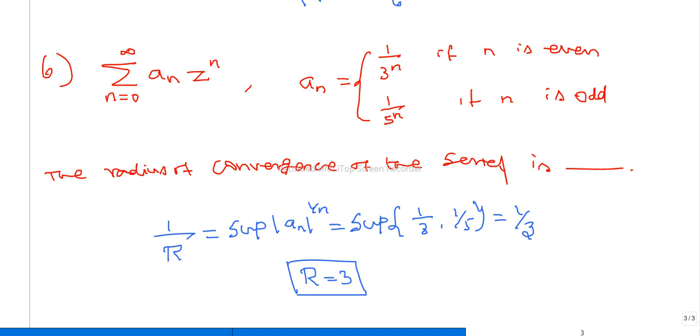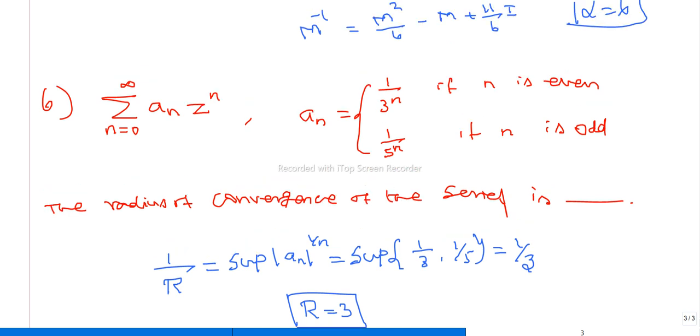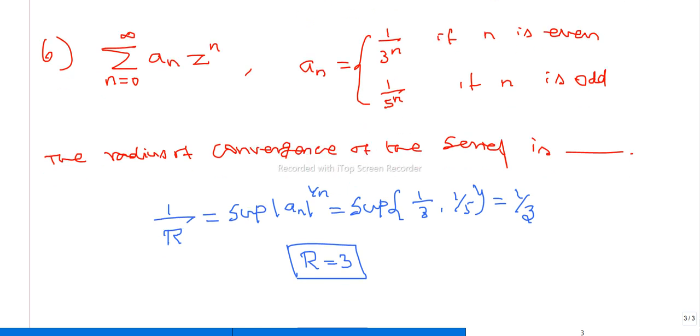So whenever they give a series with a_n's in this format, for the even case this is a_n, for odd numbers a_n is this, you just have to take the supremum of modulus of a_n power 1 by n, that is 1 by r. Sometimes some a_n's may be 0. In that case we have to take the supremum, don't worry about this one. So just use this formula: 1 by r equal to supremum of modulus of a_n power 1 by n. This is a very useful formula. Now we move to the next thing.